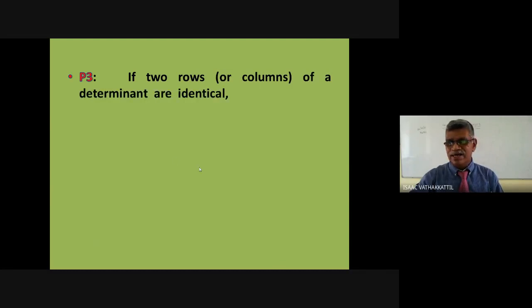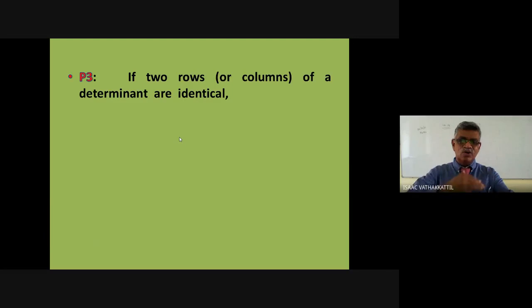So, second property: interchanging two rows, the value of the determinant is changed to its negative. Or interchanging two columns, the value of the determinant is changed to its negative. Third property: if two rows or columns of a determinant are identical, you can easily guess. Suppose you interchange two rows, the value becomes negative.